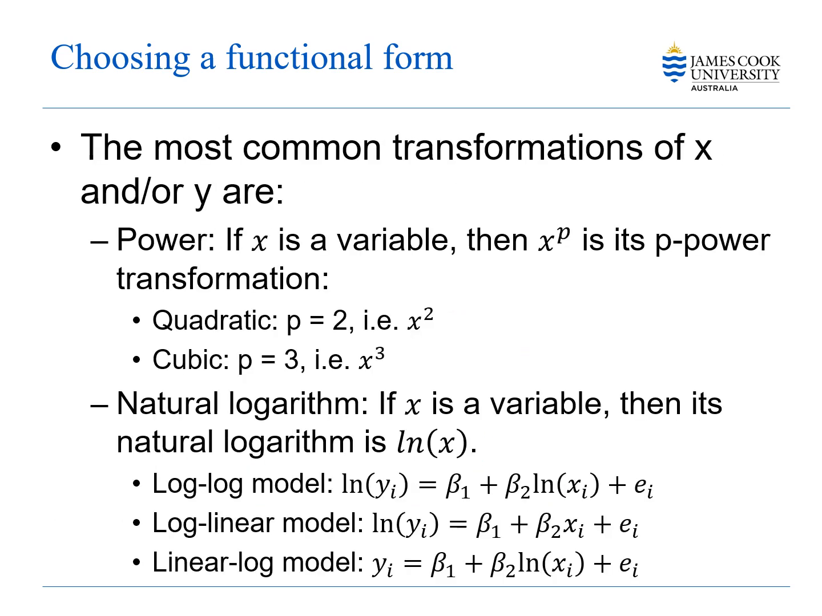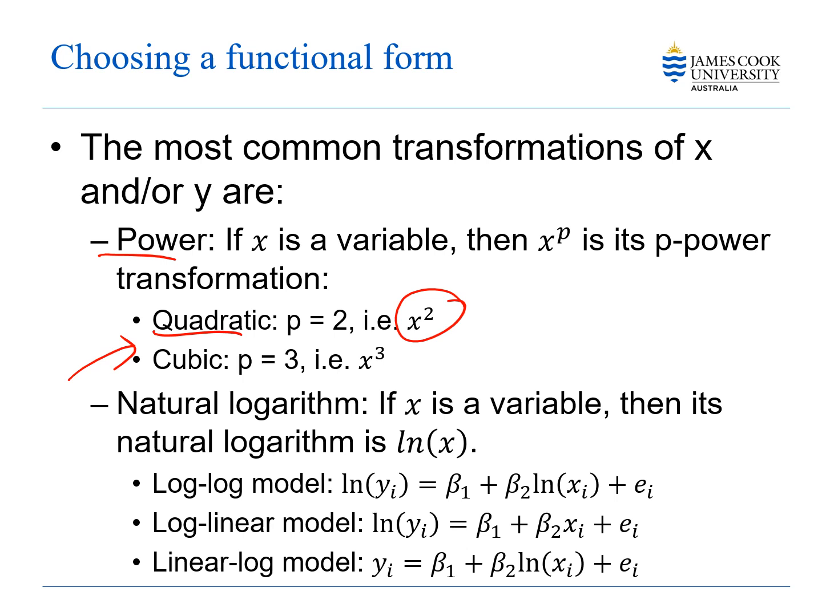By transforming x, y, or both. The most common transformation of x or y is taking a power function. If x is a variable, then x raised to the power p is a power transformation. For example, quadratic, p is equal to 2, so we have x squared in it. Or cubic, p is equal to 3, x to the power 3. That's power functions, or this is actually a polynomial function of x.